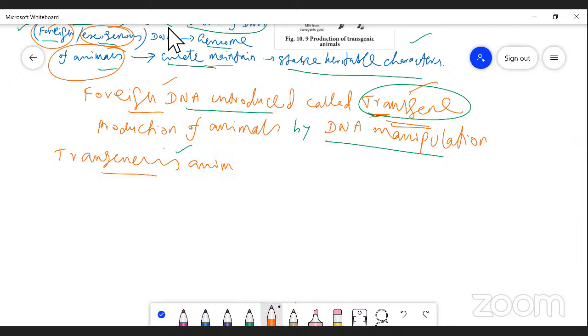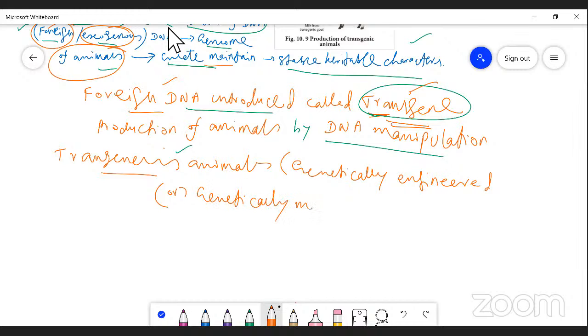Transgenic animals are also called genetically engineered organisms. What type of organism? Genetically engineered organisms. Also called genetically modified organisms. All are the same. Transgenic animals are also called genetically engineered organisms and also genetically modified organisms.